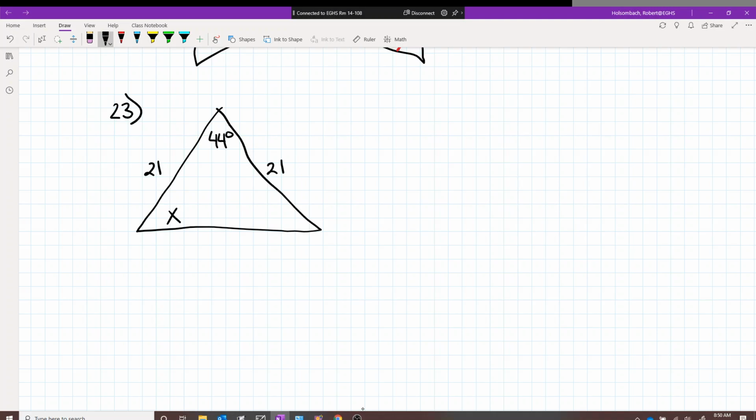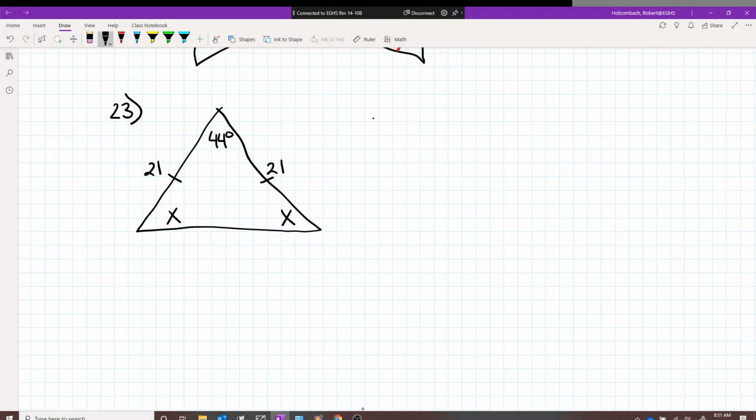Alright, number 23 asks you to find the value of x. This triangle, since it has two sides that are congruent to each other, it's an isosceles triangle. And in an isosceles triangle, the angles opposite the congruent sides are also congruent. So this angle down here in the bottom right is also x degrees. So now, these three angles inside the triangle have to sum to 180.